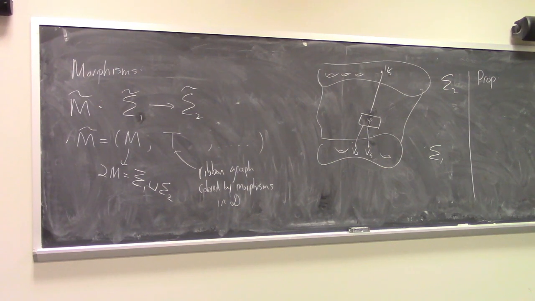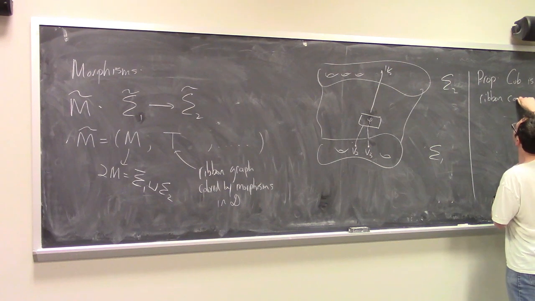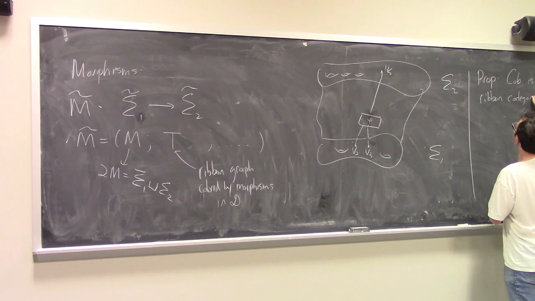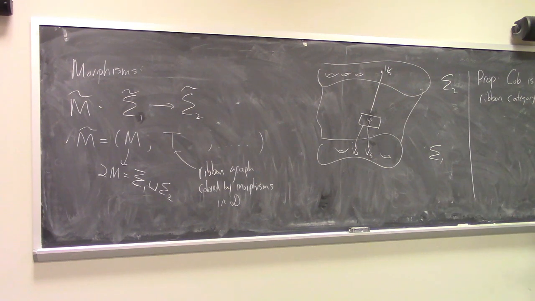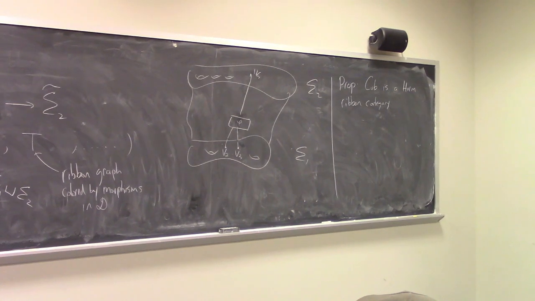Okay, so now maybe a proposition is that this category Cob is a Hermitian ribbon category. The tensor product is disjoint unions. Braiding and things like this are basically trivial. But I do have to explain a little bit about what is the dagger of a morphism.